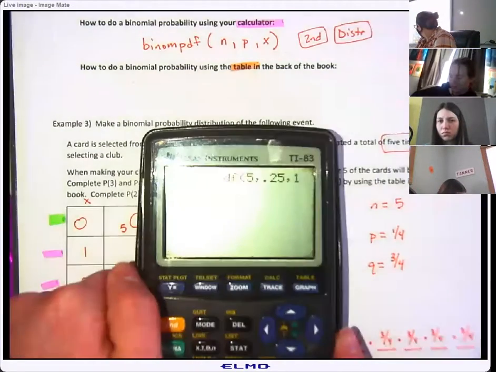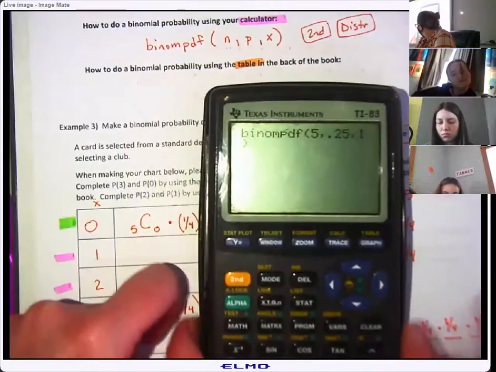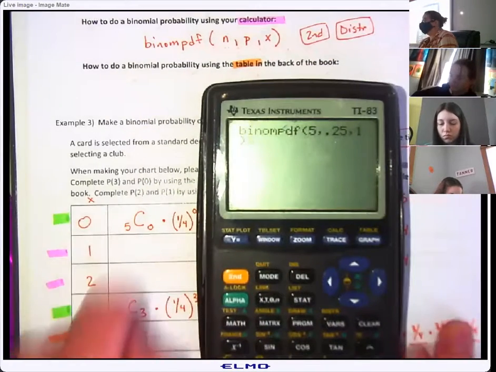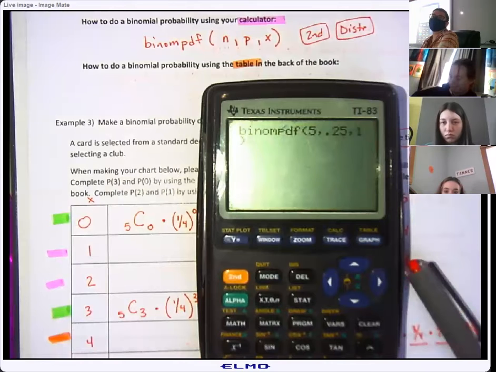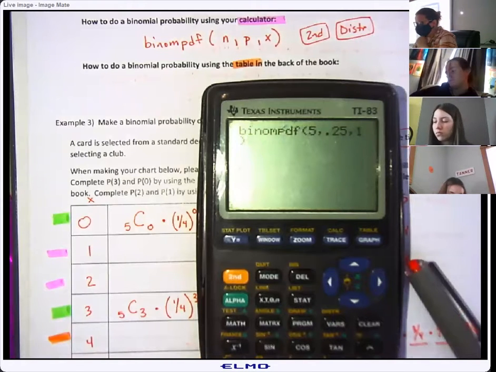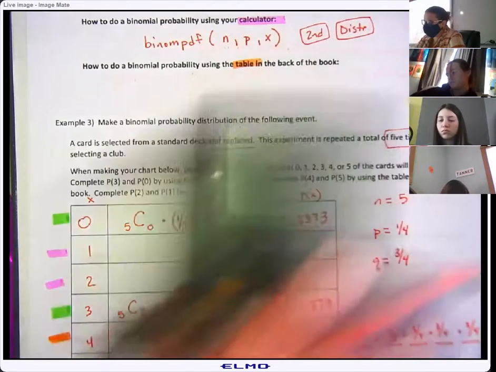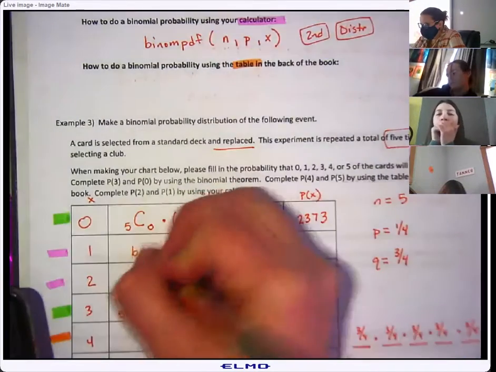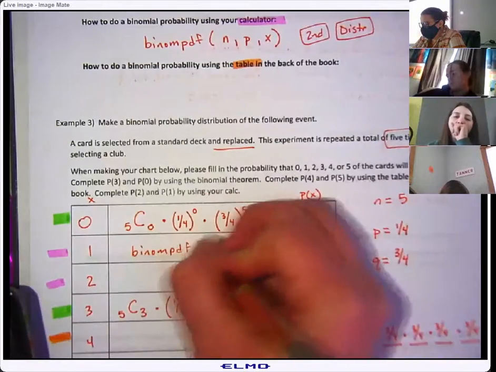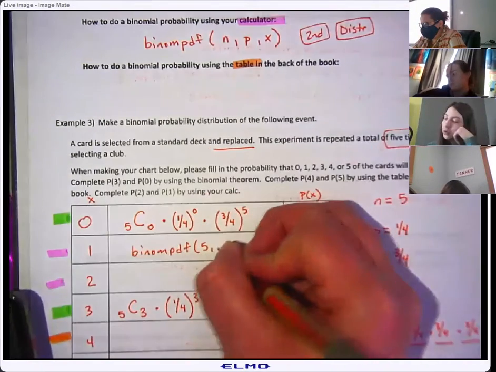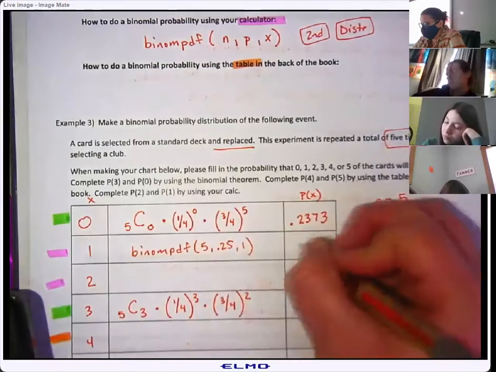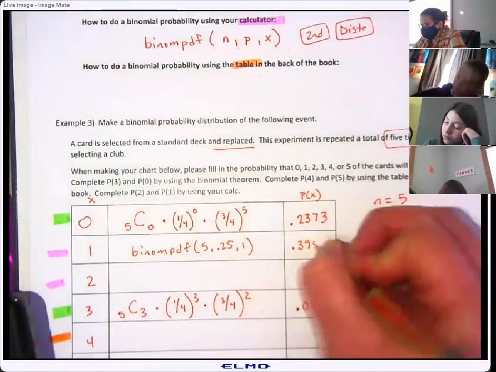Can somebody tell me, why doesn't your calculator ask for the probability of failure? Yeah, I can figure it out by knowing the probability of success already. So if you hit an enter there, I got 0.3955. So I guess here I'll just write Binomial Pdf. We put in 5, 0.25, 1 and we got 0.3955.